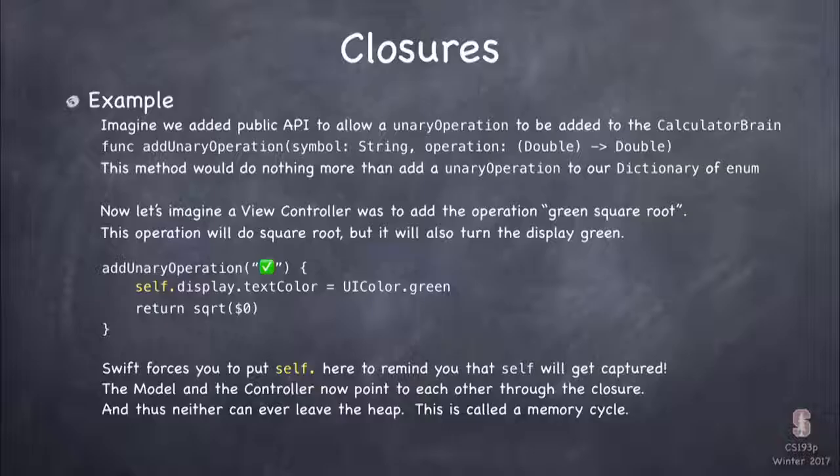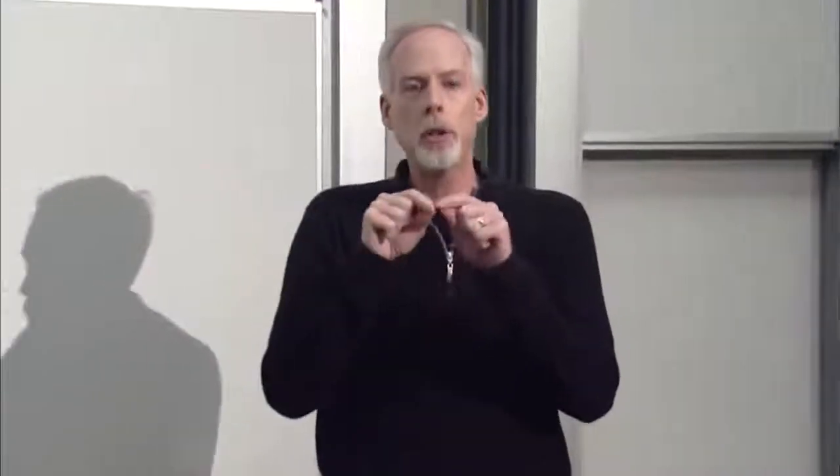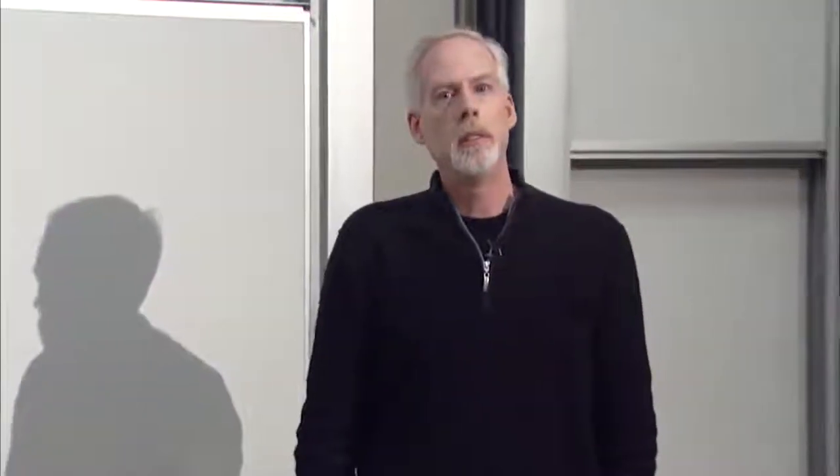Right? The closure lives in the heap. The view controller lives in the heap. They're now pointing to each other. The closure is pointing directly to the view controller, and the view controller is indirectly pointing to the closure through the calculator brain, through the operations table, this operation that it got added. Okay? So let's talk about how we break this cycle, because since this is so easy to do, we need to be able to break it easily as well.